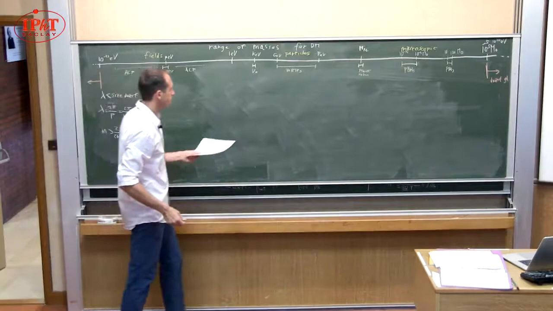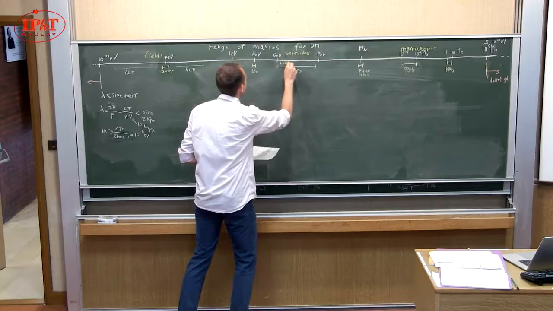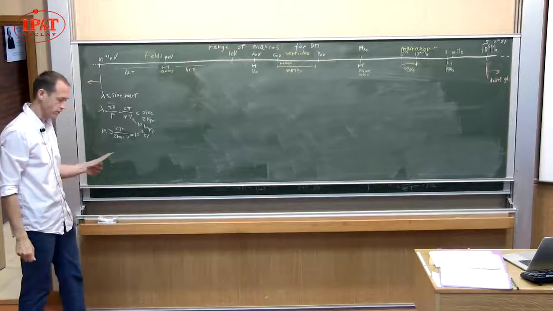Here you remember that it's roughly the window for asymmetric dark matter, one of the possible windows for asymmetric dark matter. A few GeV, right? 5 to 10 or something like this. And all the rest is open for grabs.